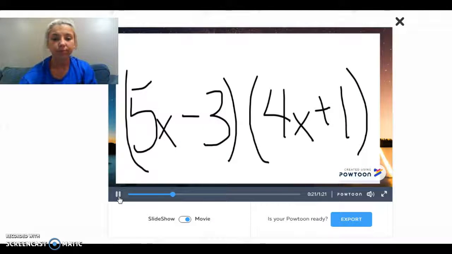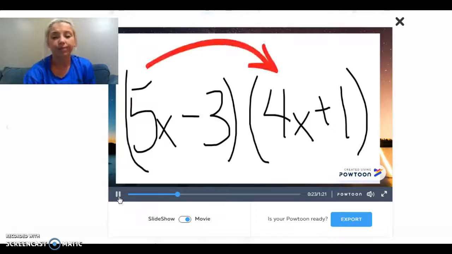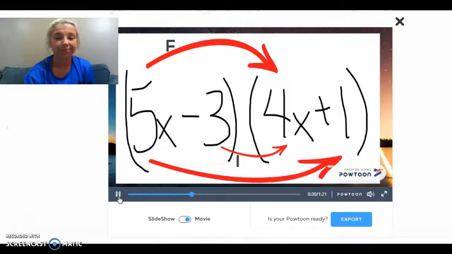Let's FOIL this problem. We'll put together the 5x and the 4x for the first one. And then for the inside, you'll do the -3 and the 4x. And then for the outside, you'll put together the 5x and the +1. And then for the last, you'll do the -3 and the +1.